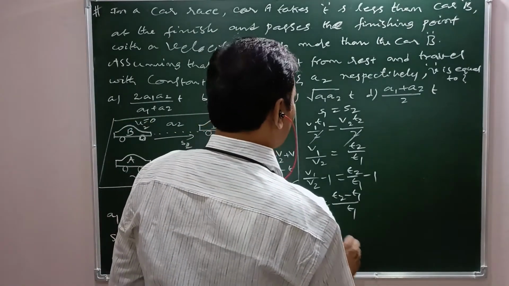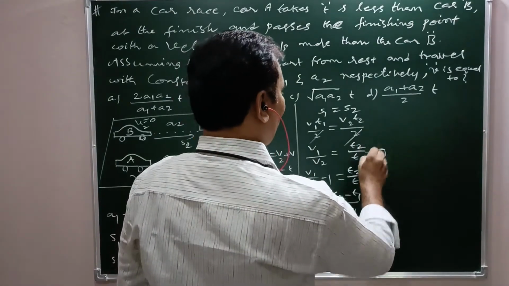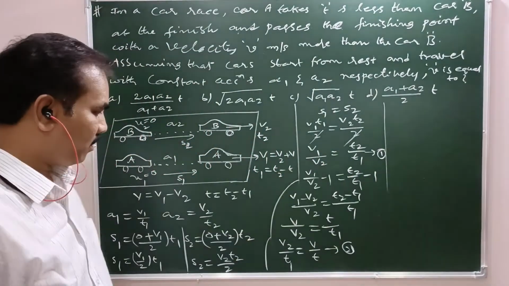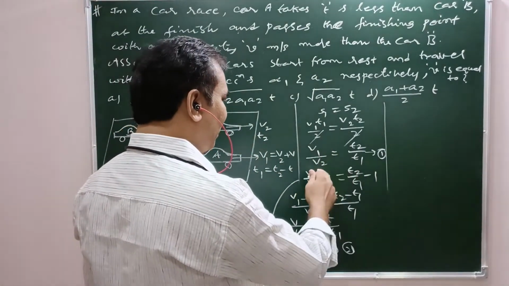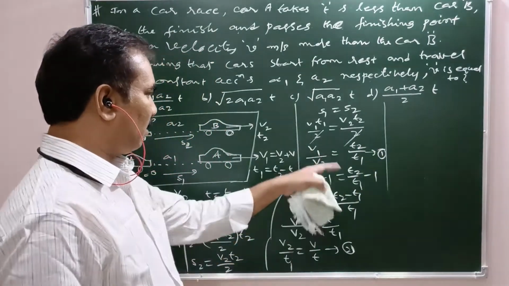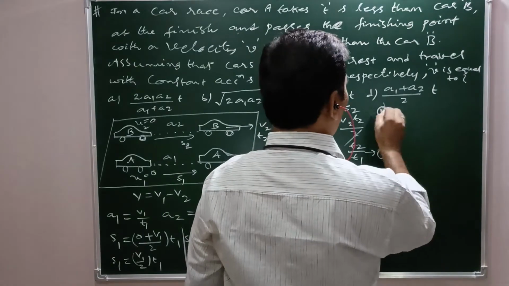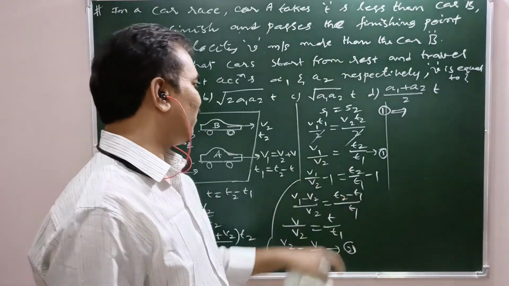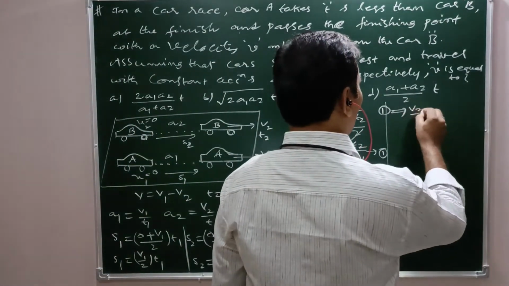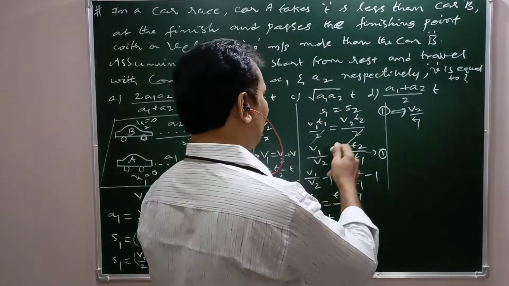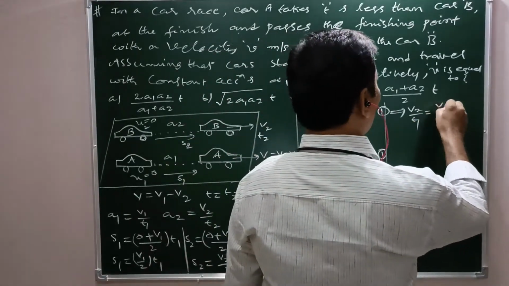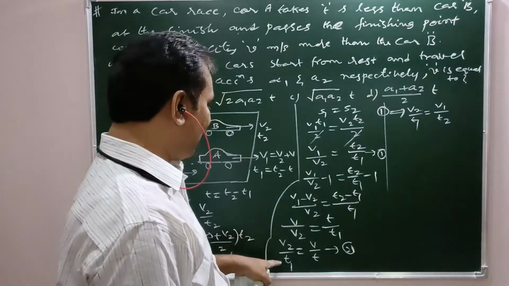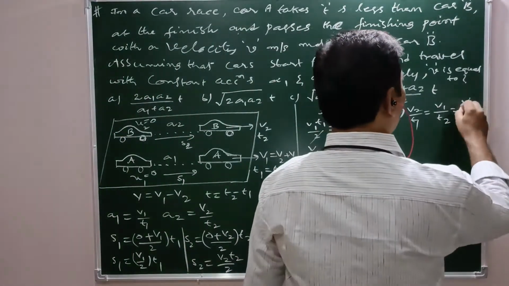Suppose number 2. This is number 1. Taking 1, it implies V1 by T2 equals V2 by T1. So V2 by T1 equals V1 by T2. Again, V2 by T1 means V by T, which is equal to V by T.